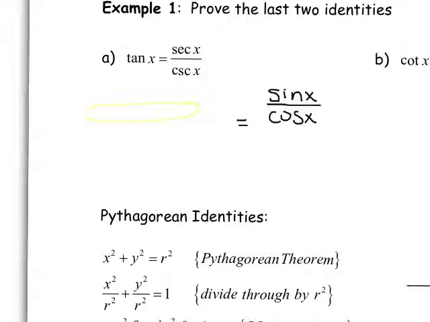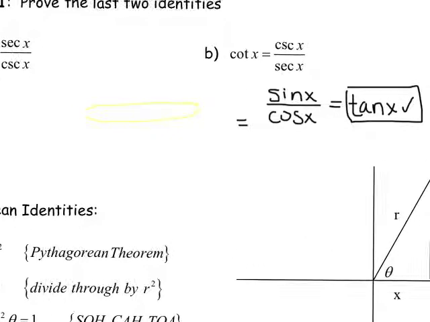Okay, so that's it. Because sine x over cosine x, go back to your identities. So at the very top, if you go back to the identity, sine x over cosine x is, in fact, tangent of x. And that is your very first proof. All right, let's go on. So make sure you have this written down. I'm about to delete it all.